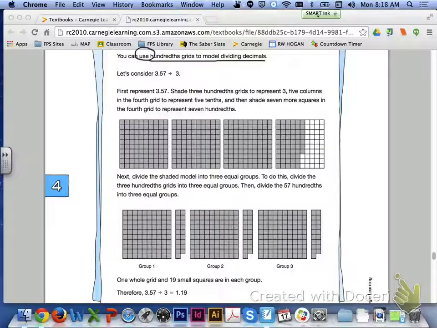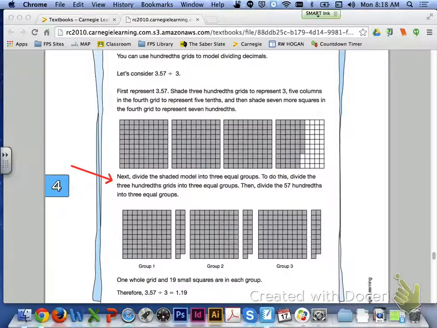Let's take a look at problem 1 on page 290. It says you can use hundredths grids to model dividing decimals. Let's consider 3 and 57 hundredths divided by 3. The first thing that we want to do is represent 3 and 57 hundredths. So we're going to shade 3 hundredths grids to represent 3, 5 columns in the fourth grid to represent 5 tenths, and then shade 7 more squares in the fourth grid to represent 7 hundredths.